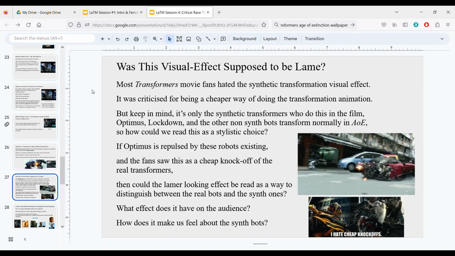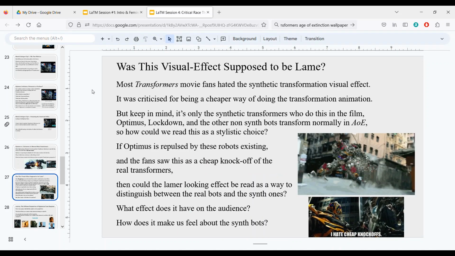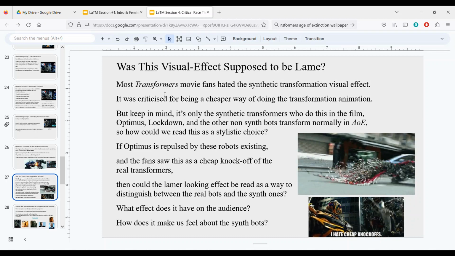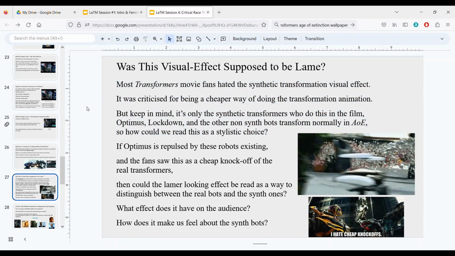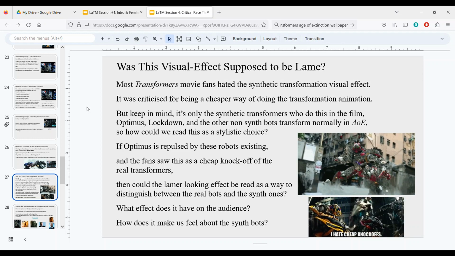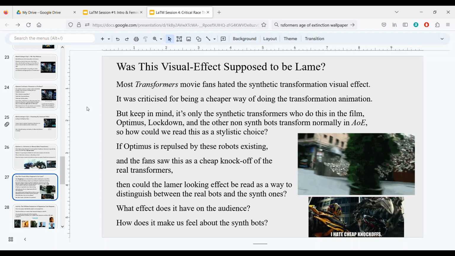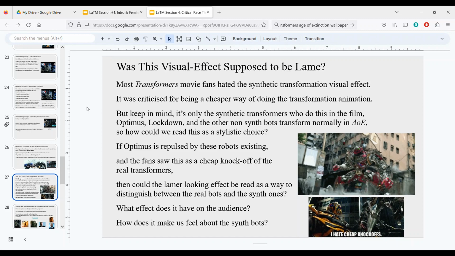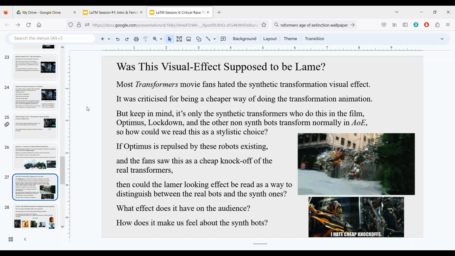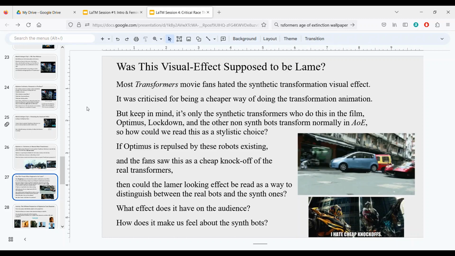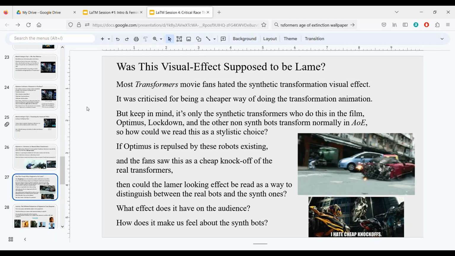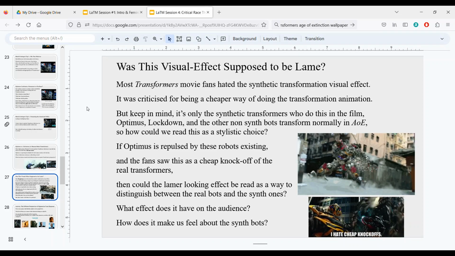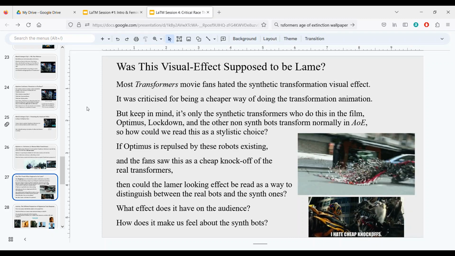And then, was this visual effect supposed to be lame? Most Transformers fans, I'm sorry, I'm gonna let you read some of this. Why don't you read the first half? Most Transformers fans hated the synthetic Transformers visual effects. It was criticized for being a cheaper way of doing the Transformers animation. But keep in mind, it's only the synthetic Transformers who do this in the film. Optimus, Lockdown, and the other non-synth bots transform normally in Age of Extinction.